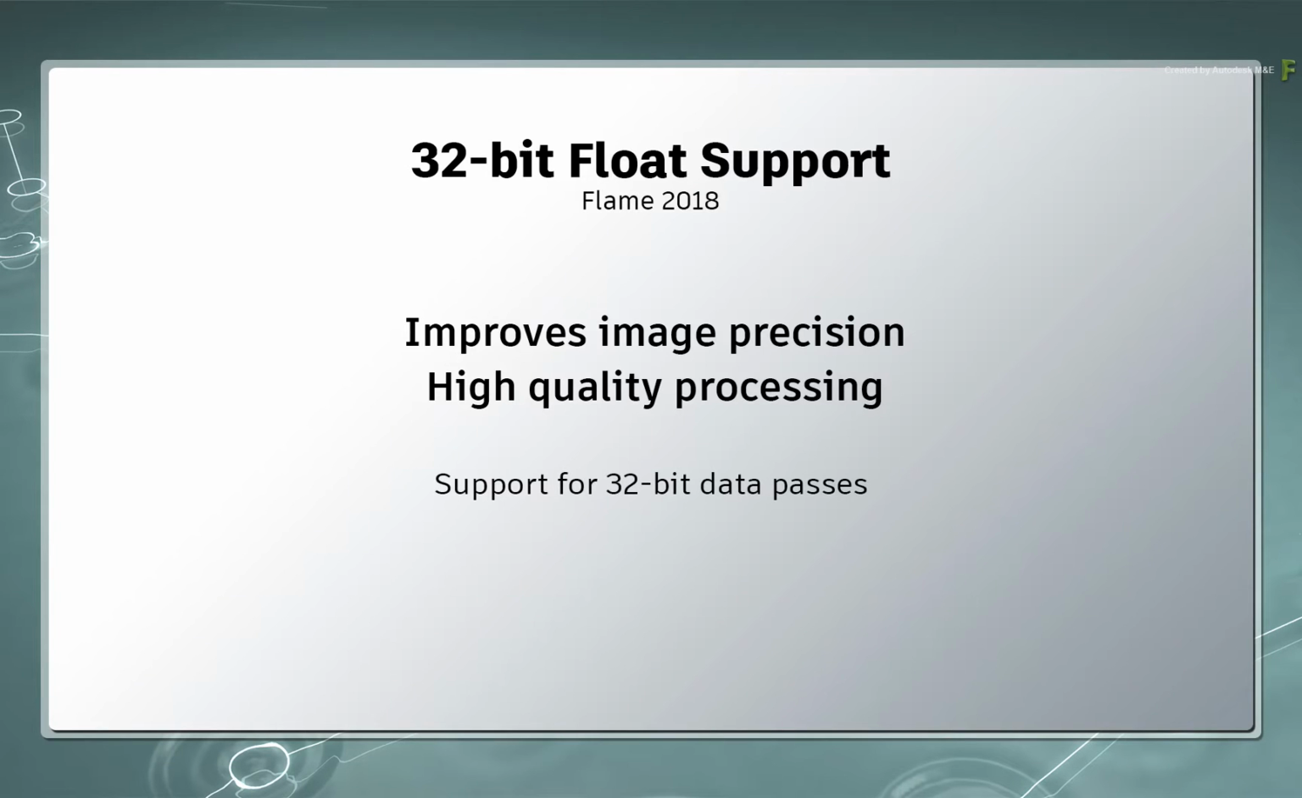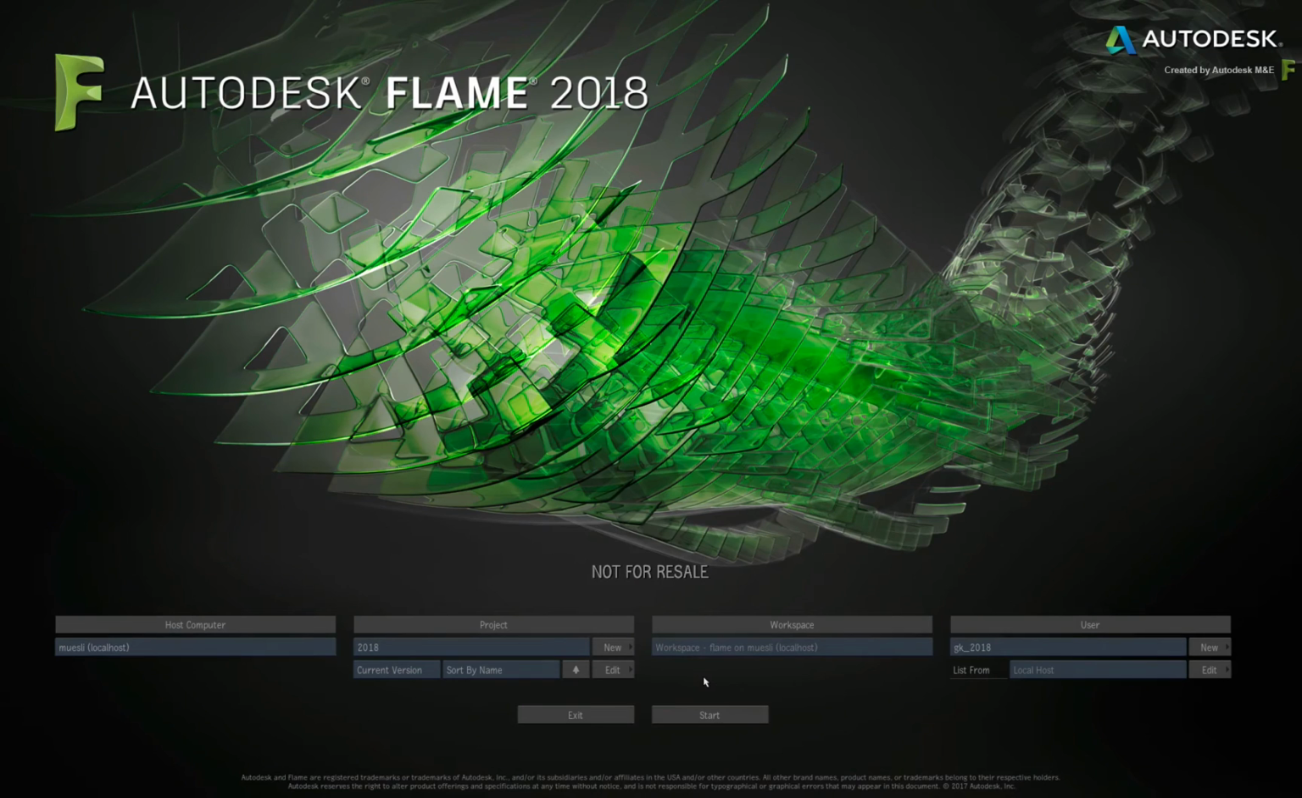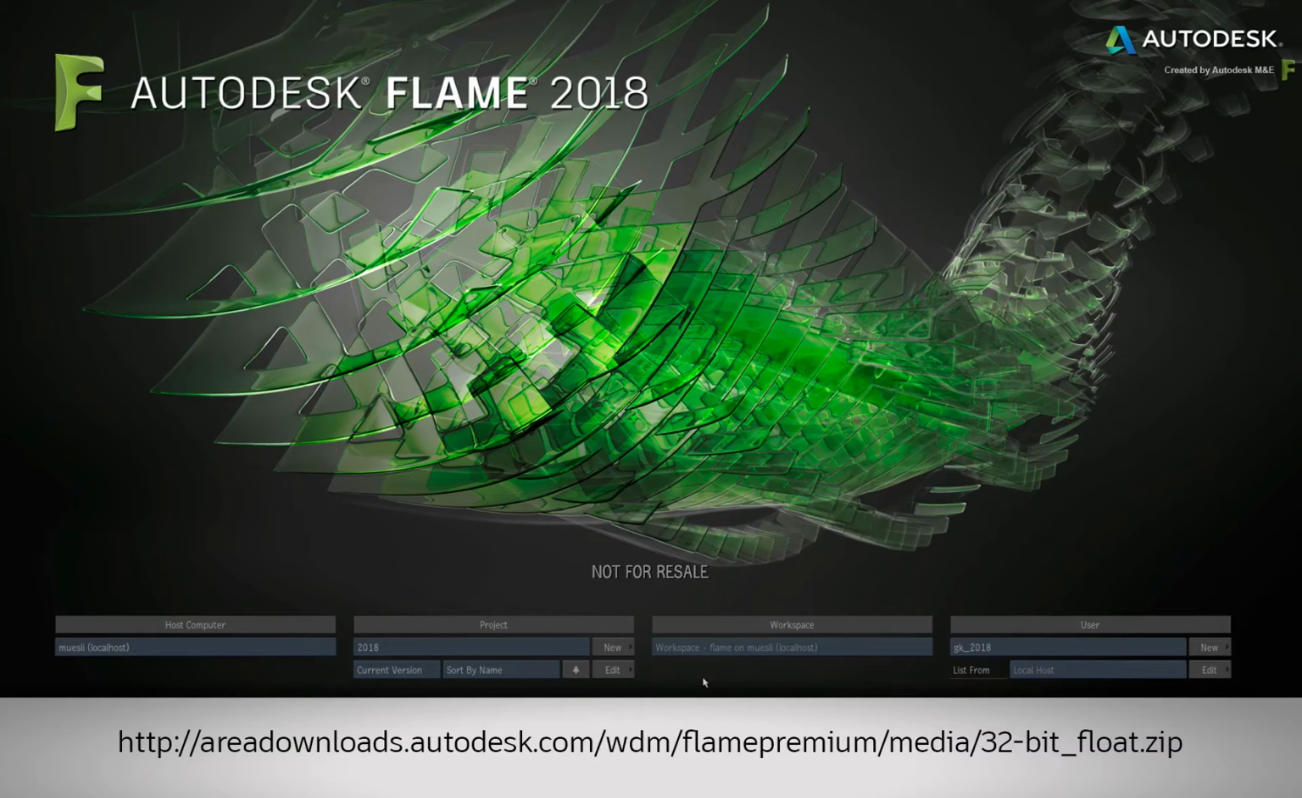I mentioned data parsers, and this includes motion vectors, UVs, world position, Z-depth and more. So let's see how the 32-bit float support currently works in Flame 2018. If you would like to follow along, please click the link in the YouTube description to download the media. Alternatively, if you're watching the podcast version of this video, then type the displayed link in your favorite web browser.